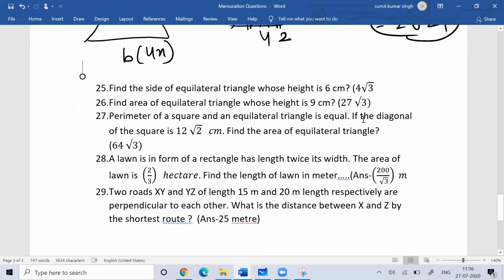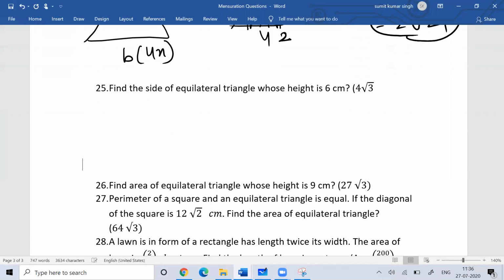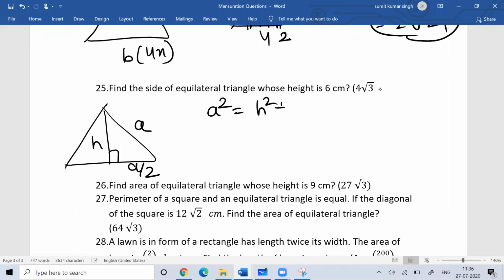Then again the same thing. Find the side of the equilateral triangle whose height is 6 centimeter. If the equilateral triangle's height is 6 centimeter, you can apply the Pythagoras theorem. So you should know the relation: a square is equal to h square plus a square by 4. So you should know h is equal to root 3 by 2 a.